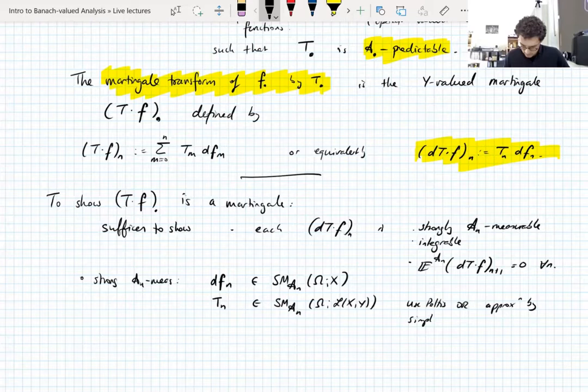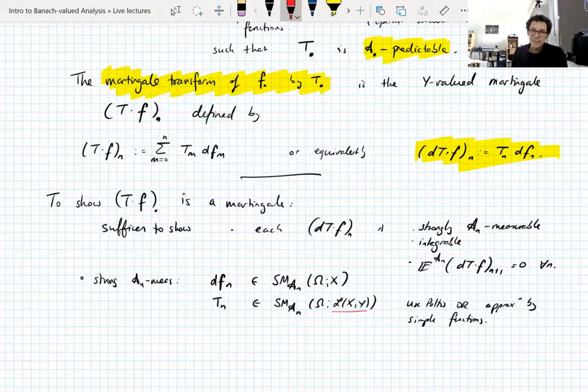And you can go through these details yourself if you like. The funny thing is, in this case, I think it's actually easier to go directly by the approximation by simple functions than to use Pettis, because establishing the weak measurability of this composition is a little bit funny, because if you want to think of functionals acting on L(X,Y), it's a little bit hard to think of. You can do it, but it's a bit hard to think of. So just approximate Tn by simple functions, and you have an approximation of the composition by simple functions. Fine.